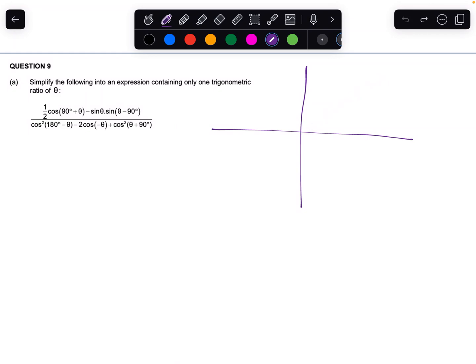suppose you have some angle theta, right? And we have, first of all, this arm here, which we call R. The length of that line is R, and where that line ends, the coordinates are x and y, right? And the ratios are defined as follows.